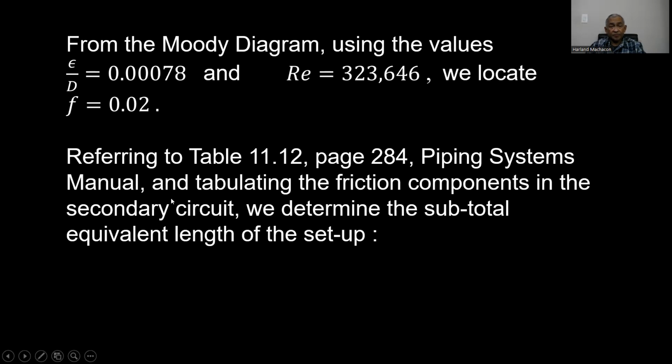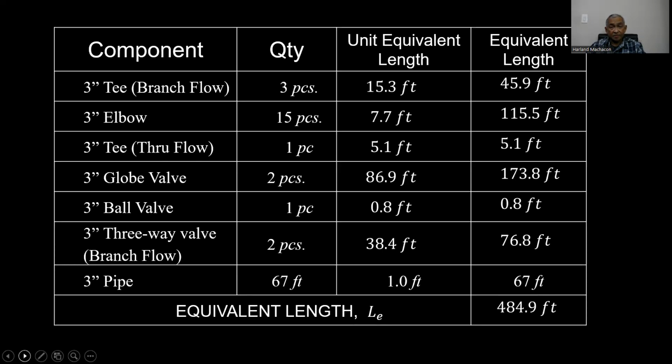And from the piping systems manual, we tabulate the friction components and determine the equivalent length of the setup. So these are the components, 3-inch components, and the quantities of each. And then we have here your unit equivalent length and the total equivalent length here will be 484.9 feet.